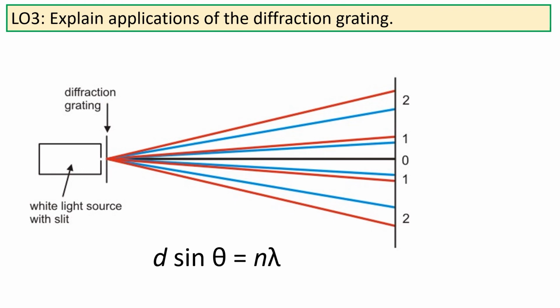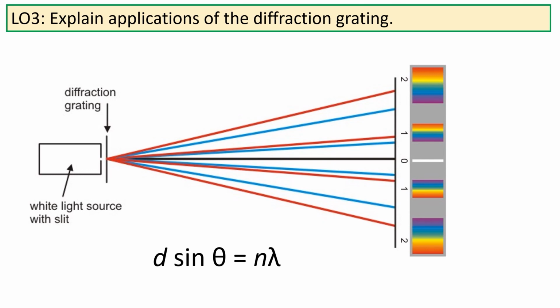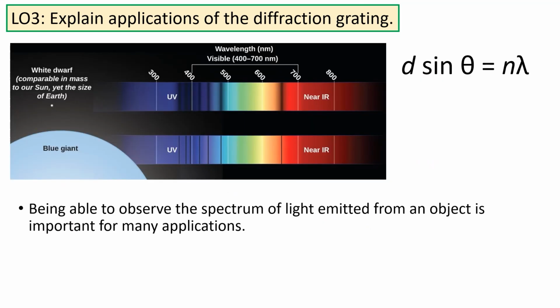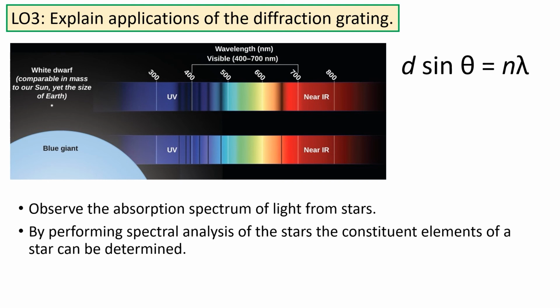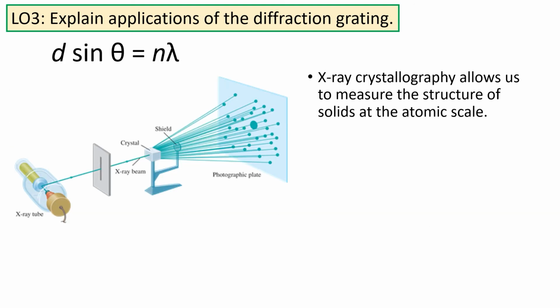Finally today, we're going to talk about some of the applications of the diffraction grating, which is a very important optical device. One of its main applications is to use the fact that it will break light up into its component spectrum. This can be important, for example, when observing the light from stars. By looking at the absorption spectrum of these stars, we can perform spectral analysis to work out which elements must be constituents of them.